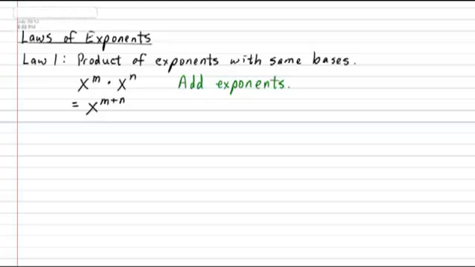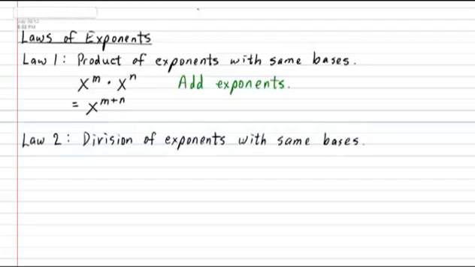Next, the next law that you probably ran into in grade 9 math was the following. The division of exponents with the same bases. These are the kinds of examples you ran into. Suppose I have x exponent m divided by x exponent n. And keep in mind that this may also be written with a fraction bar, x exponent m divided by x exponent n.